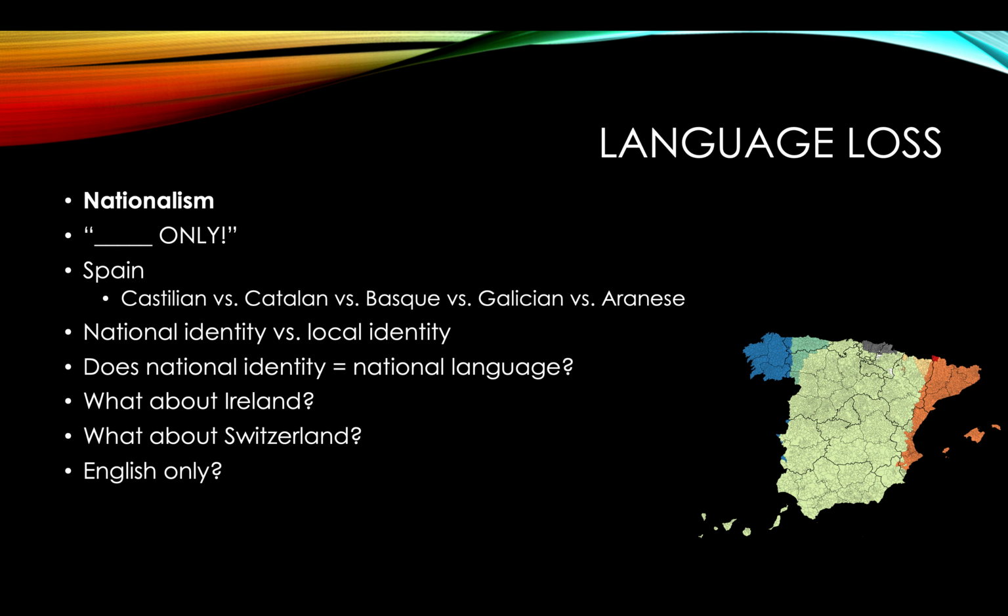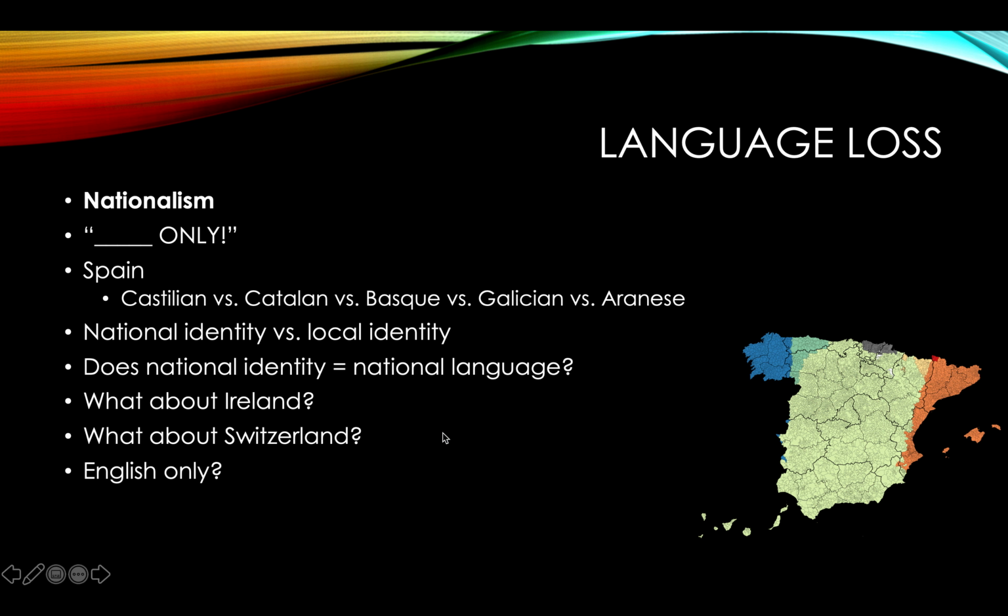So another reason that people are under pressure to switch, or shift, I should say, to a majority language is nationalism. So think about only speaking a language, and we've heard English only tons of times, but you could insert any language into that. Like Chinese only or Spanish only. And so I mentioned that there's other languages spoken in Spain. There's actually 5 languages spoken in Spain, and this map, on the right side, shows you that.